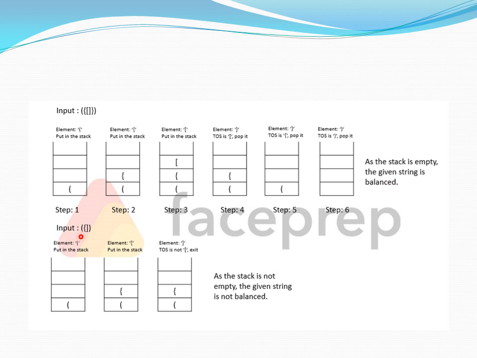Next example is open parenthesis, open brace, close square bracket, close parenthesis. First one is open parenthesis, so we have to push. Then open brace, then we have to push. Next one is close square bracket. If it is a closed one, we have to pop. The popped symbol is open brace. Open brace is not the corresponding open symbol for the close square bracket. So stop the process and display an error message. This is not a balanced string.